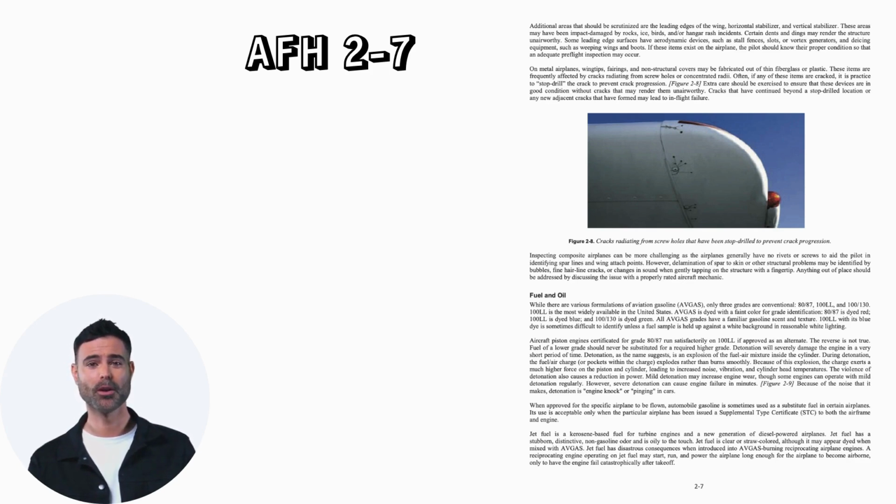Fuel and oil. While there are various formulations of aviation gasoline, avgas, only three grades are conventional: 80/87, 100LL, and 100/130. 100LL is the most widely available in the United States. Avgas is dyed with a faint color for grade identification. 80/87 is dyed red. 100LL is dyed blue. And 100/130 is dyed green.